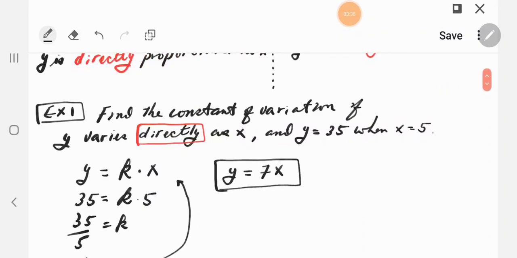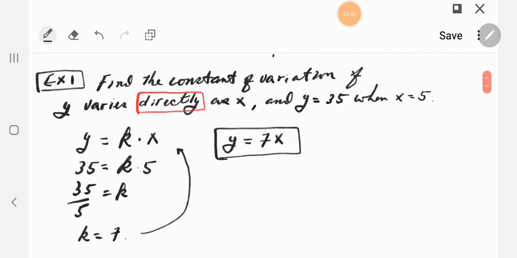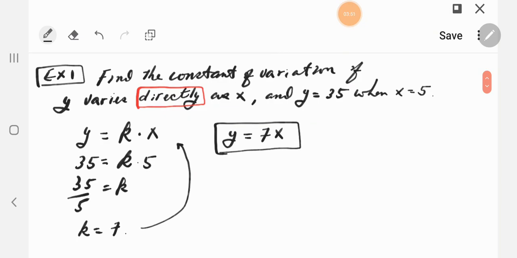So from this equation, if the x value is given, then you can find y. If y is given, you can find x. So always, for the direct variation and inverse variation, write an equation first, and then substitute those x and y values so that you can find k.